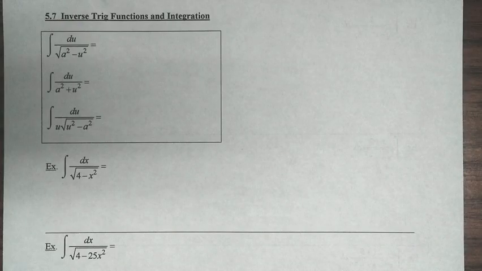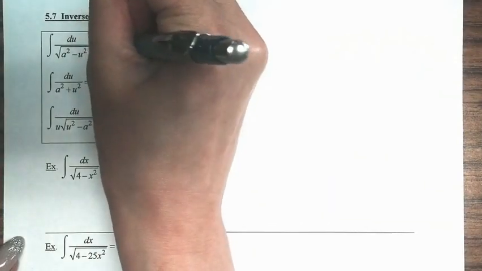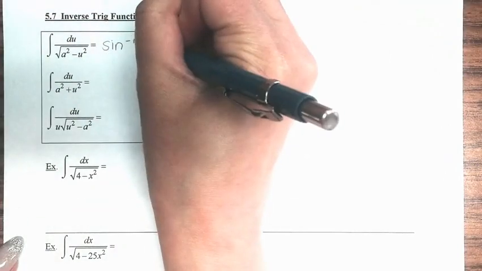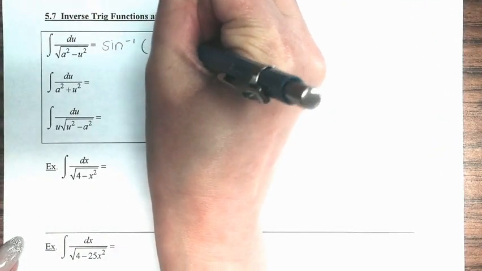Hi guys, today we're going to learn about integration of inverse trigonometric functions. Let's start with the formulas. So the first formula that we have here is the integral of du divided by the square root of a squared minus u squared. This one is going to be sine inverse of u over a plus c.